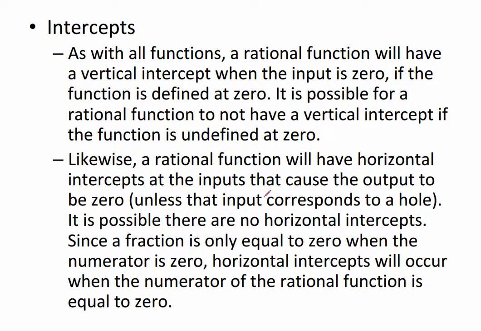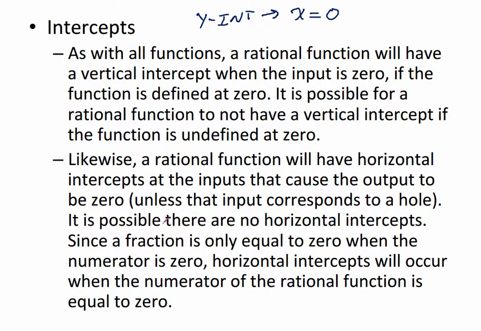So as with all functions, and in particular with rational functions, we want to find: does the function have a vertical intercept and does it have a horizontal intercept? How we go about doing that turns out to be very similar to what we've done in previous functions. For a vertical intercept, we know that the input has to be equal to 0. In other words, if we want to know what the y-intercept is, the vertical intercept, that infers to us that x must have been equal to 0, okay?